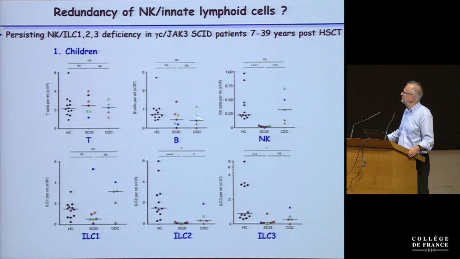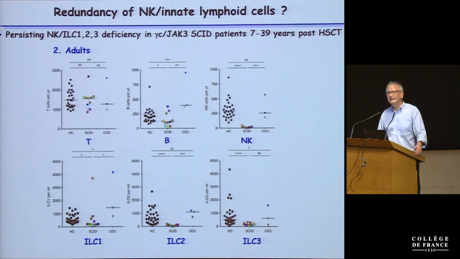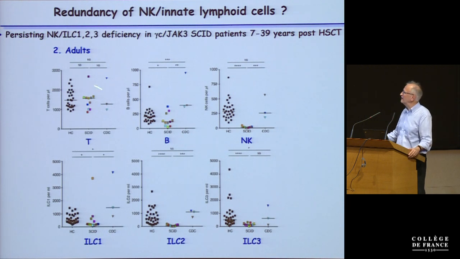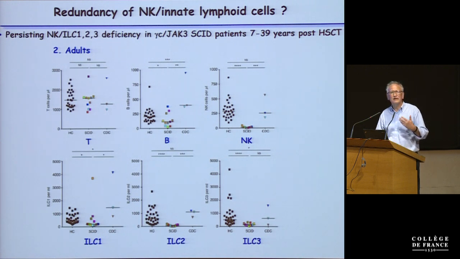So they have T cells, they have B cells, but you see that in the SCID group of patients, they have virtually no NK cells compared to both of the controls, and there are very few, if any, ILC1, ILC2, and ILC3. And the same observation was made in individuals who were transplanted 20, 30, 40 years ago, who are now adults. They have T cells in normal counts compared to controls. In the blood, they have B cells. They don't have NK cells. They have very few, if any, again, ILC1, ILC2, and ILC3. So indeed, it looks like these individuals have a selective deficiency in NK cells, ILC1, ILC2, and ILC3 that persists following the allogeneic stem cell transplantation.